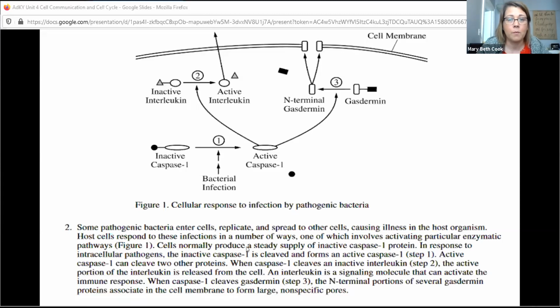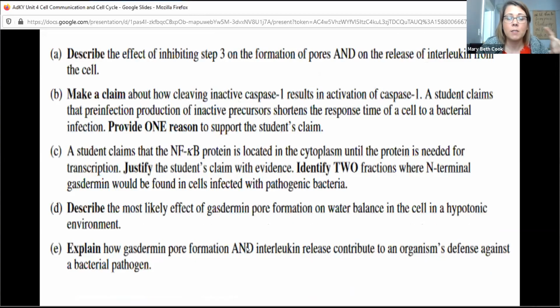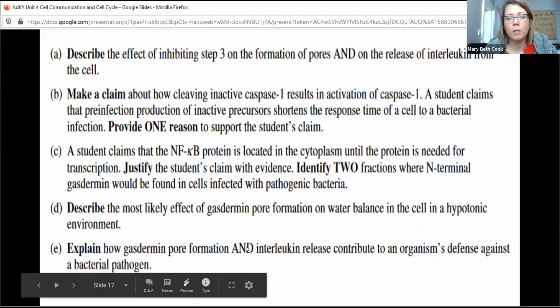Okay, so for the second part of B, they're telling us that a student has now made a claim that pre-infection production of inactive precursors shortens the response time of the cell to a bacterial infection. And they want you to provide one reason to support that student's claim. So again, this would just be a sentence.